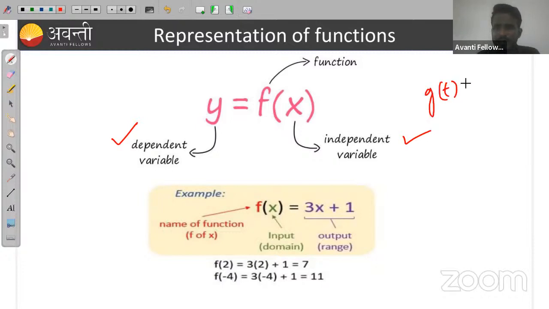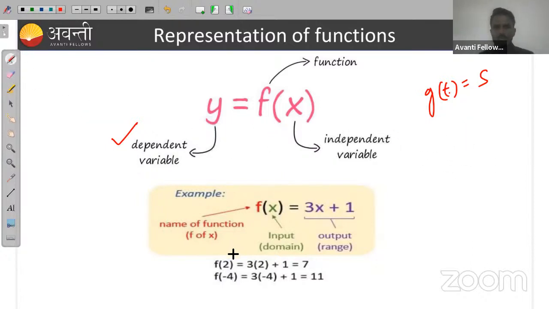Okay, whenever I see, if I write it like this, g of t is equal to s, that means what? g is the function, t is the independent variable, and s is the dependent variable. Okay, s is the dependent variable, t is the independent variable, g is the function. That means g is something that takes t to s, by g. You got it. I hope this is clear to you.